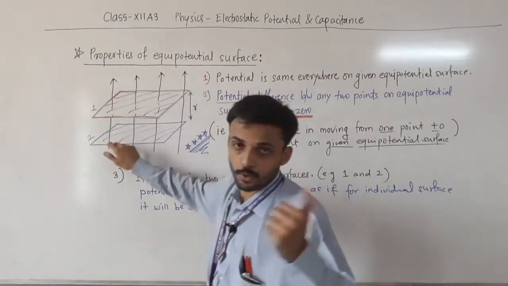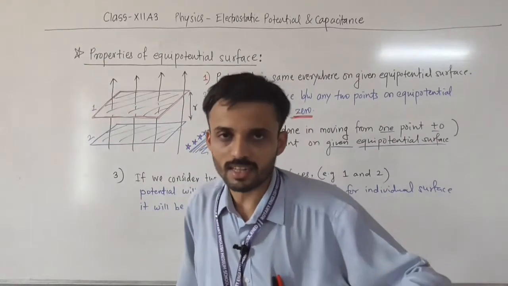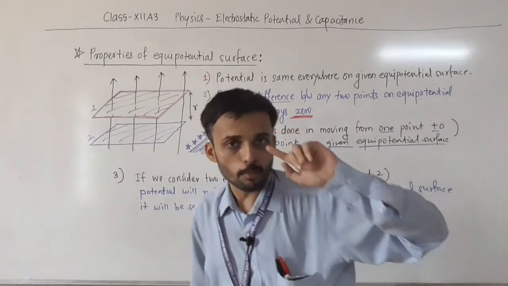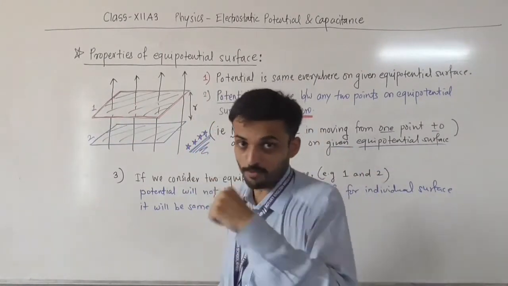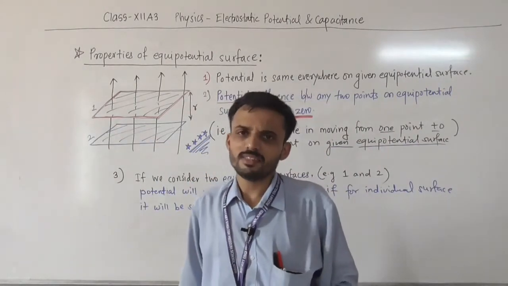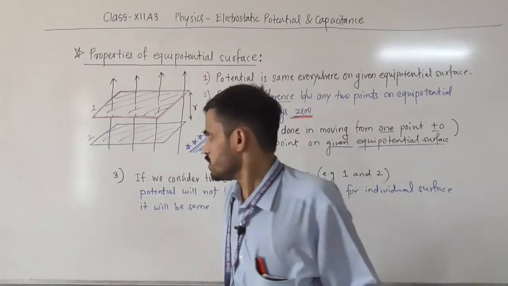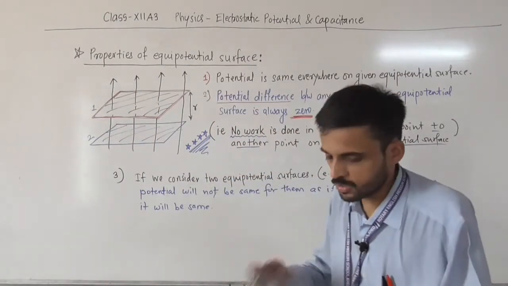But for 1 and 2, if they are different equipotential surfaces, then it is damn sure that the potential will not be the same for them. Individually the potential will be constant. Okay, so this also you have to note down. So I will suggest you to note this down.